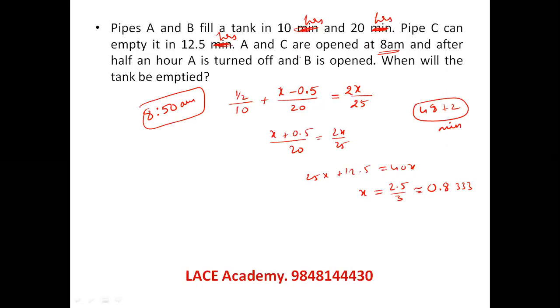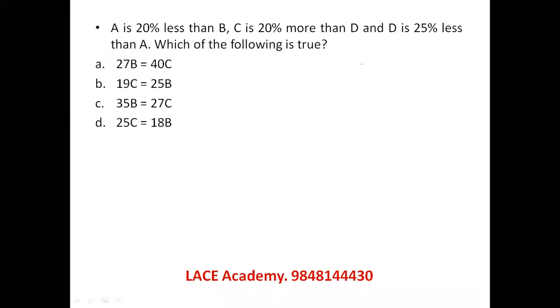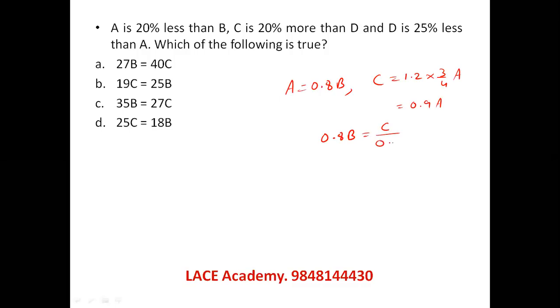Let's see the next question. A is 20% less than B. Okay, A is 20% less than B. C is 20% more than D. And D is 25% less than A. Straightforward, I'm writing 0.98. So if I have to equate B and C, I can see A is 0.8B, which is equal, A is C by 0.9 also.